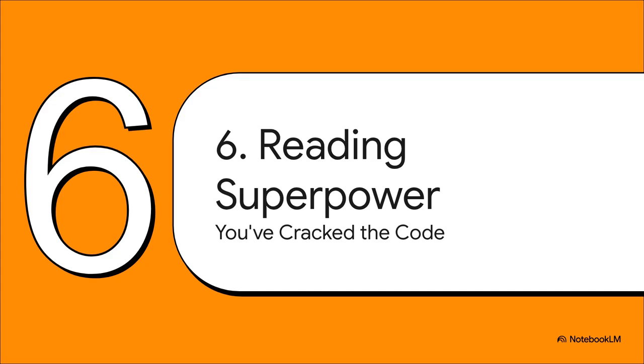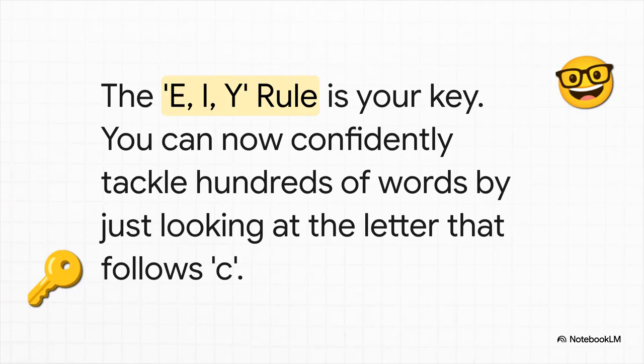And just like that, you've done it. You have cracked one of the most common codes in the entire English language. This isn't just some fun little trivia fact. This is a genuine reading superpower. So the main thing to take away from all this is that the EIY rule is your key. The very next time you see a word you're not sure about, whether it's sincere or calculate, just take a quick look at the letter that comes after the C. You know the secret now.